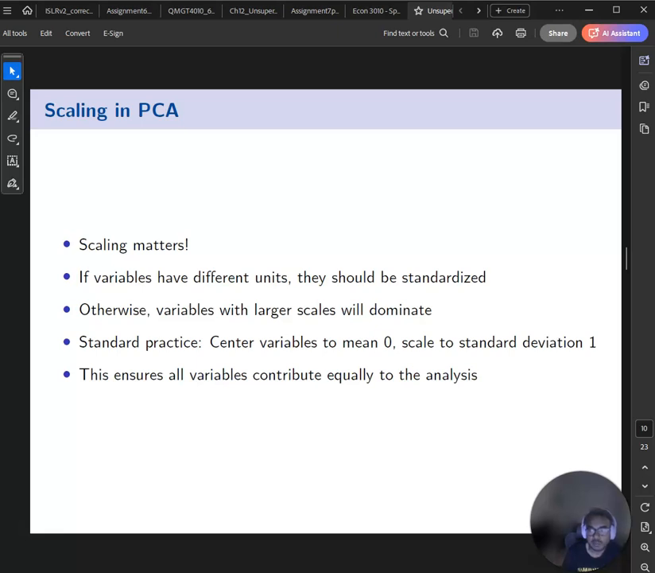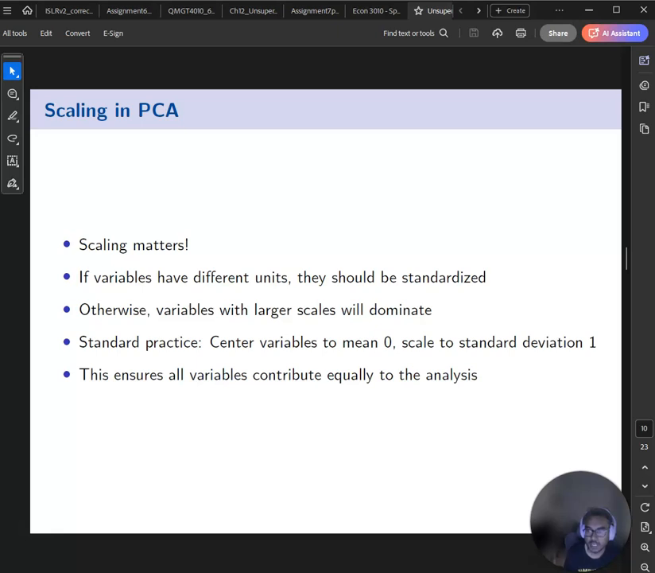One crucial aspect of PCA that's often overlooked is scaling. When applying PCA, you need to be careful about the scale of your variables. Scaling matters because our variables can have different units or different ranges of values. So when you're trying to implement PCA, those with larger scales will tend to dominate the analysis.